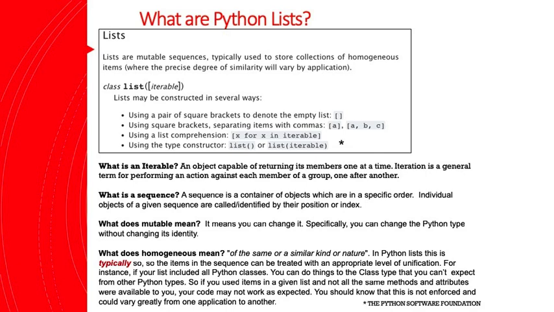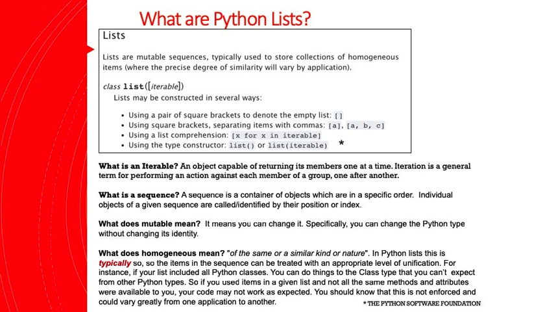It means of the same or a similar kind or nature. In Python lists, this is typically so. It doesn't have to be so. So the items in the sequence can be treated with an appropriate level of unification. For instance, if your list includes all Python classes, you can do things to a class type that you might not be able to necessarily do to a different Python type.